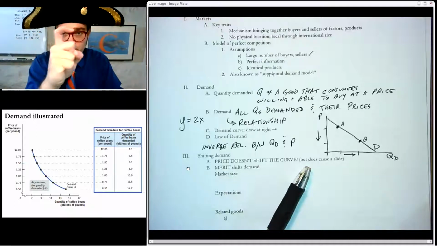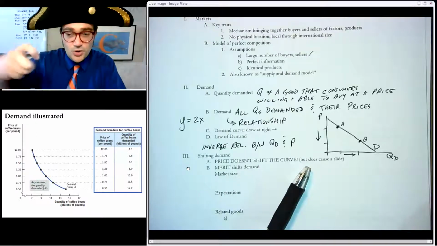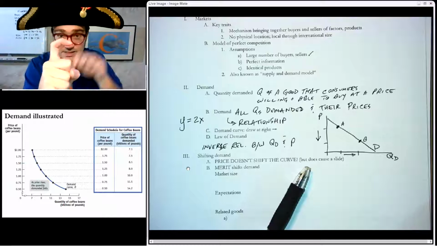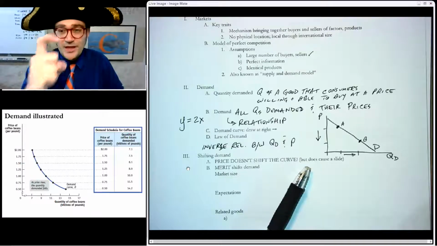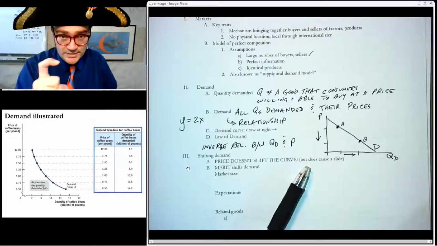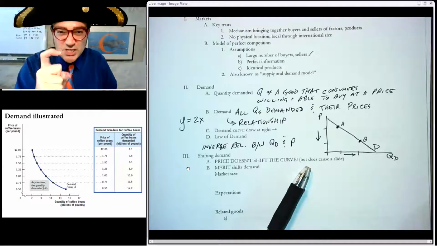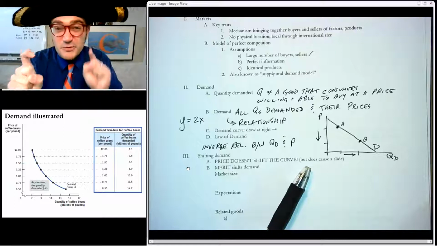So this is your price, our little hook. Now, I'm going to say that this hook is the curve. Notice that it's curved. And then we've got a demand curve right below me, right? Now I want you to repeat, in your very best pirate voice, price doesn't shift the curve. And I want you to tell that to your pirate hook 3 or 4 times in a row.